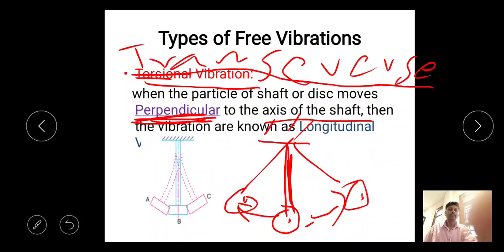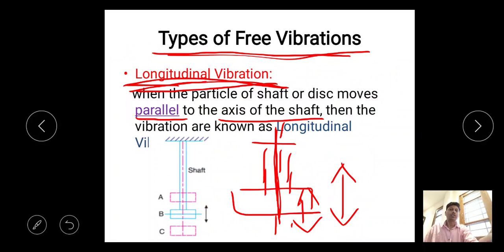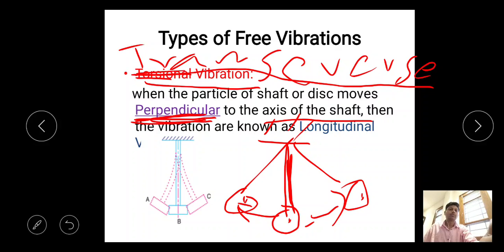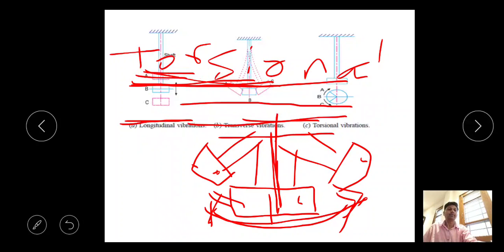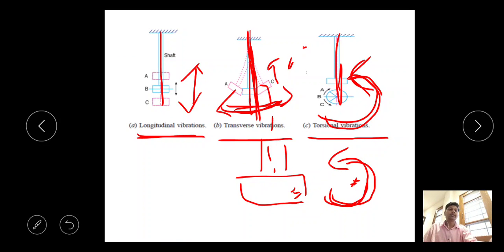So, understood? Longitudinal vibration is parallel to the axis, transverse vibration is perpendicular to the axis, and torsional vibration is in a circle about the axis of the shaft. These are the three types of vibration.